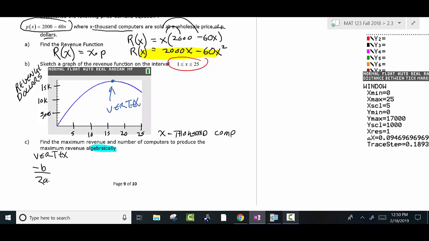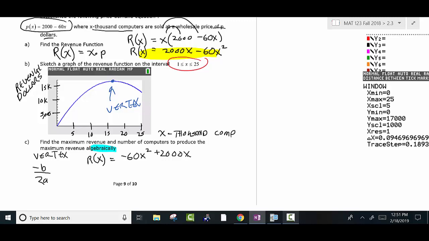We spent a little bit of time in class using that formula, negative b over 2a, to find that. So the function that we have is r of x is equal to, now that's what I got highlighted in yellow, I'm going to turn this around and write that as negative 60x squared plus 2000x. So what is A and what's B in this particular thing? A is negative 60, B is 2,000. We don't care what C is because it doesn't matter.